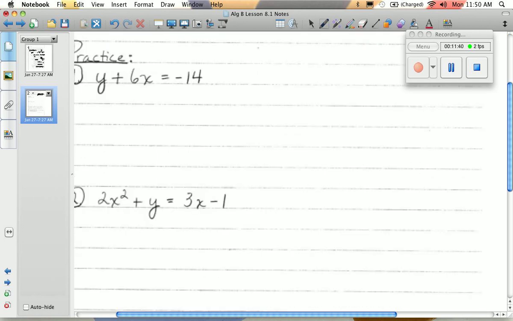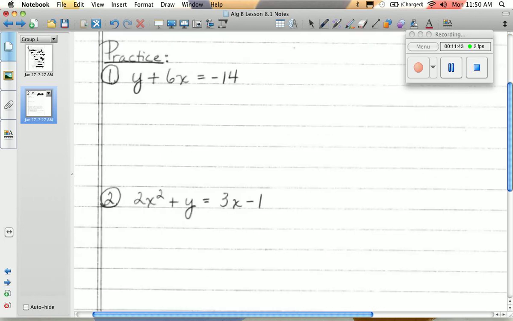Number 1, y plus 6x equals negative 14. Is y by itself? No. So our first move would be? Subtract 6x from both sides. We want to get the y by itself. So now we have y alone on the left side, and we have negative 14. Take away that 6x. Add the opposite.